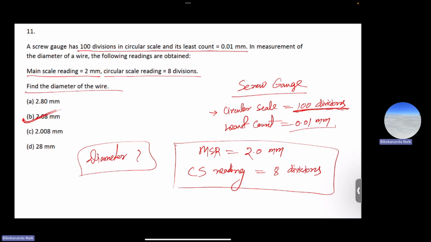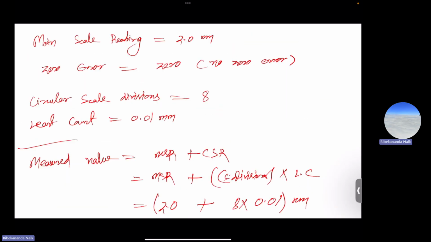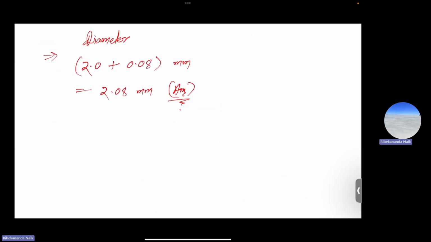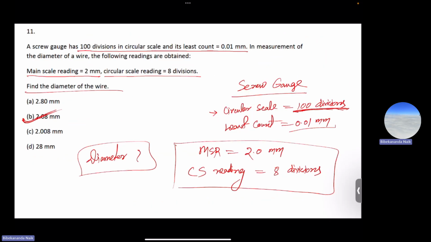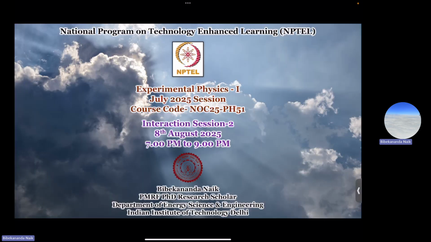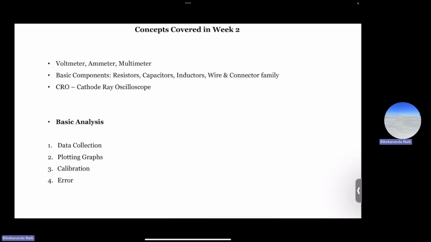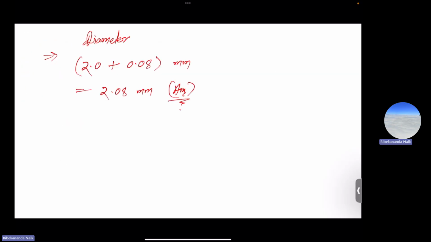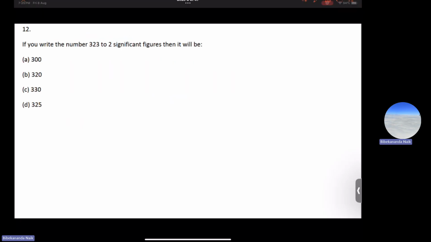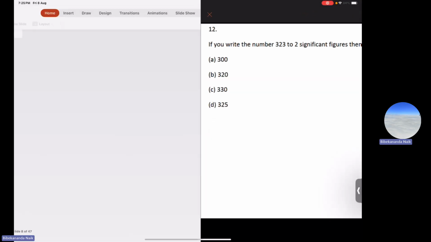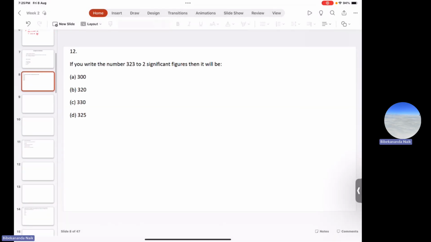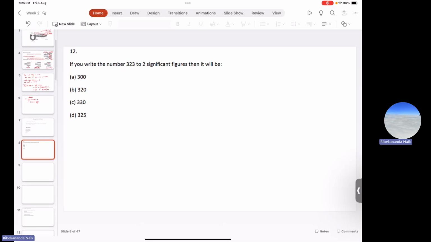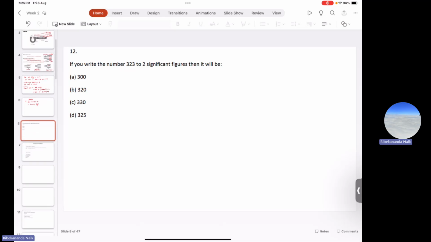Now we will move to the next one. Question number 12, the last question. Sorry, let me check again. Okay, so actually the slide is misplaced. So we need to move this slide here.